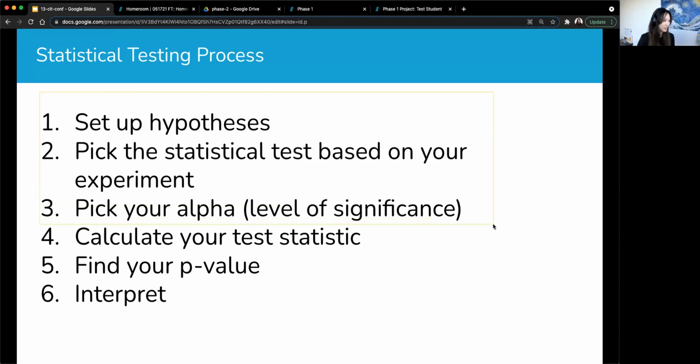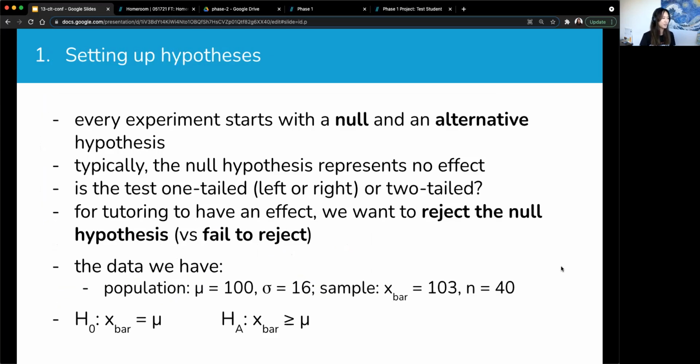Steps 1, 2, 3 are the setup of the experiment. We're going to set up our hypotheses, pick the statistical test based on your experiment, and also pick your alpha. I'm going to go through these with our example in a little bit. Next, you have your calculation step, which is really just these 2 over here, and then interpret. So there's a good bit of setting up to do for each statistical test. We're going to calculate some stuff, and then we're going to interpret. All right, so let's get into it with our actual problem. We'll start with setting up hypotheses.